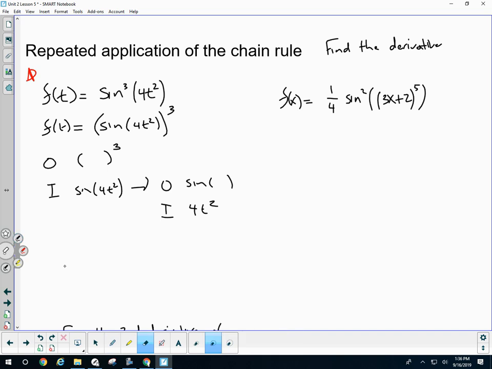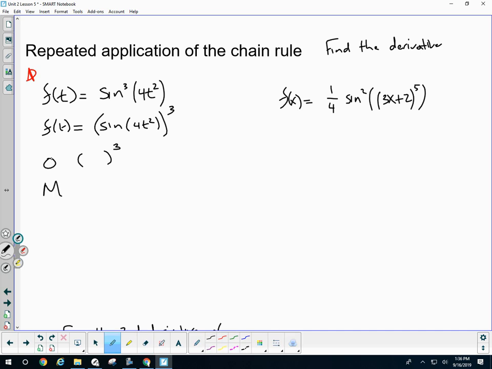Instead, I would introduce to you an M. Outside, a middle, and an inside. We are composing three functions here. It's cubed, it's sine of stuff, and it's 4t squared. See, I told you they got trickier.